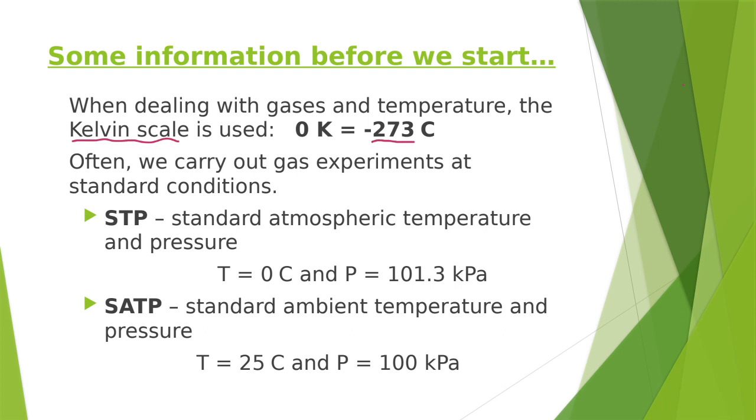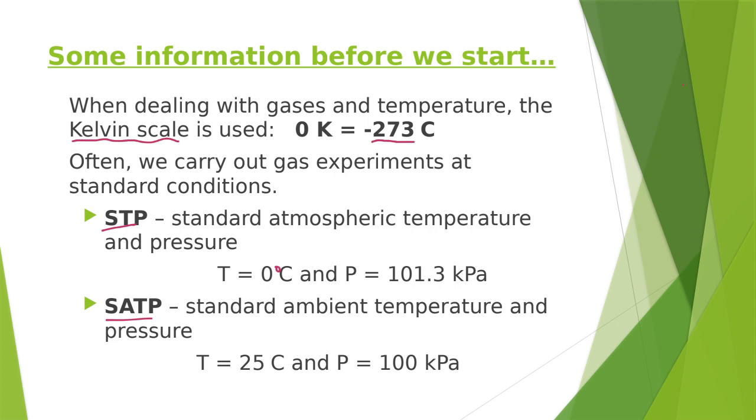Lots of times when we carry out gas experiments as well, chemists will use standard conditions. So they'll either use something called STP or SATP. And both of these are standard conditions, just simply the pressure and the temperature change. So STP stands for standard atmospheric temperature and pressure. The temperature is 0 degrees C, and the pressure is atmospheric pressure of 101.3 kilopascals.